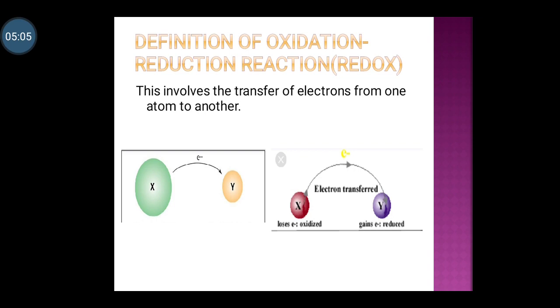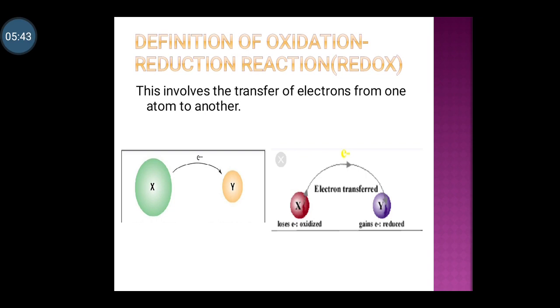Okay, so the transfer of electrons from one atom to another is called redox reaction. From the diagram, you have an atom X and Y. Now, electron is moving from X to Y. It means X is giving out electron, Y is taking the electron. So X that is losing the electron is oxidized, whereas the Y that is receiving is reduced.